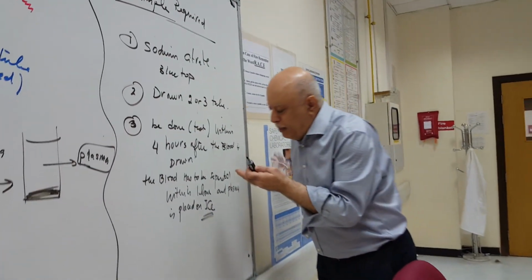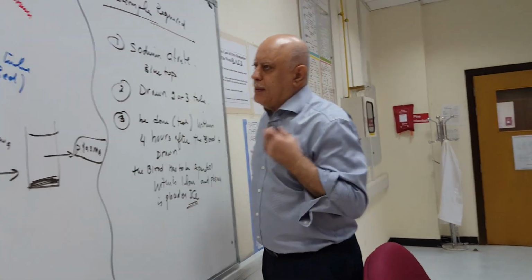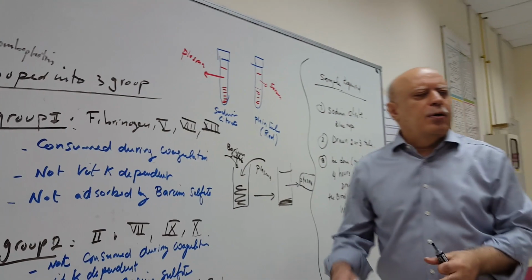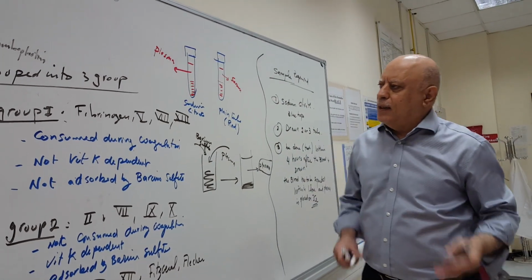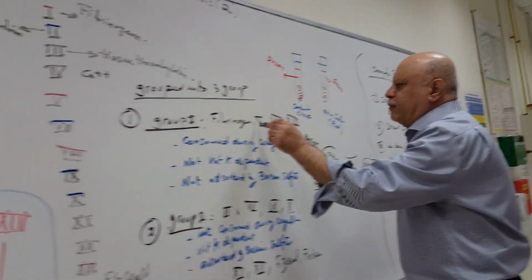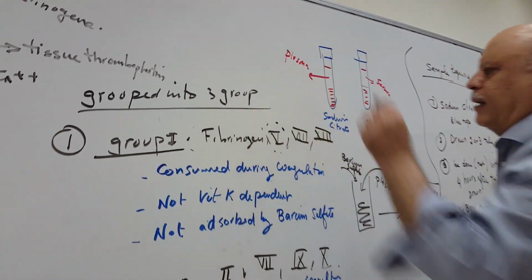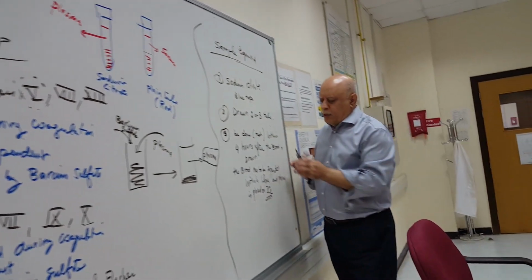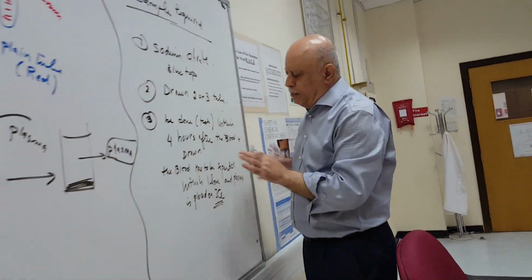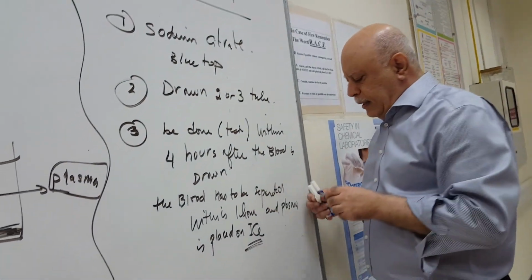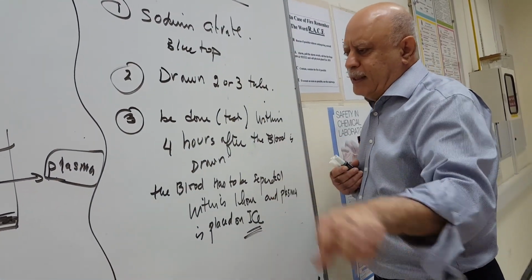So why does it have to be placed on ice? Because some factors are labile. As soon as it's drawn, they start disintegrating, they start losing their activities, like factor 5. Factor 5 is very labile, it loses activity. So we have to do it immediately. As soon as we draw the blood, within 1 hour, we have to separate plasma from the blood, and we put the plasma on ice until it is tested.